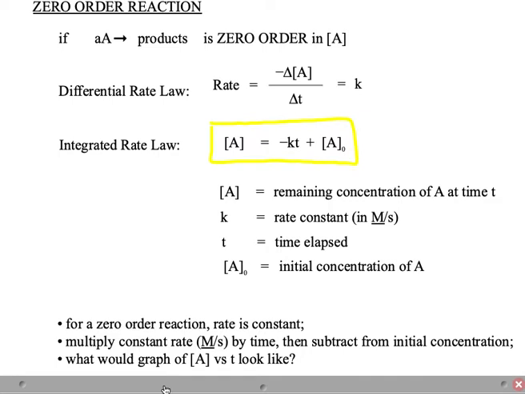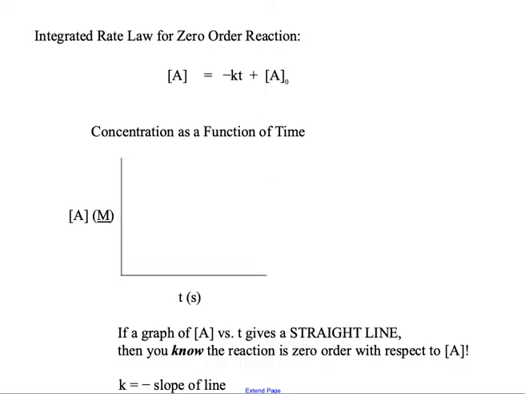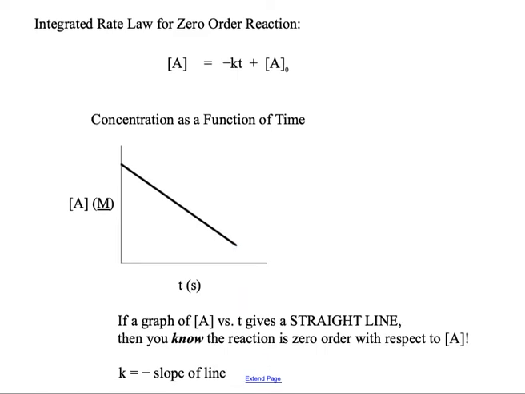So what would a graph of concentration versus time look like? Well, clearly the integrated rate law is of the form y equals mx plus b with a negative slope. So if I were to graph concentration as a function of time, I would obtain a straight line with a negative slope. Okay? So, if a graph of concentration versus time gives you a straight line, then you know the reaction is zero order with respect to A, and you can simply write both the integrated rate law and the differential rate law. How convenient is that? And the k, the rate constant, is simply the negative of the slope of the line.